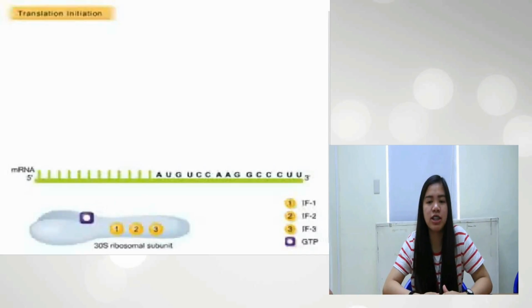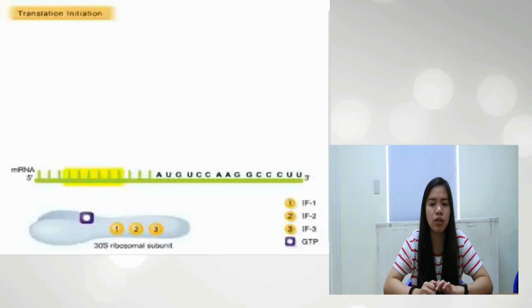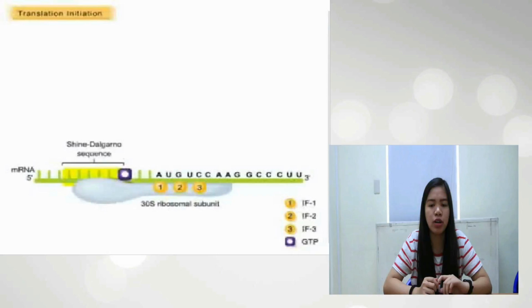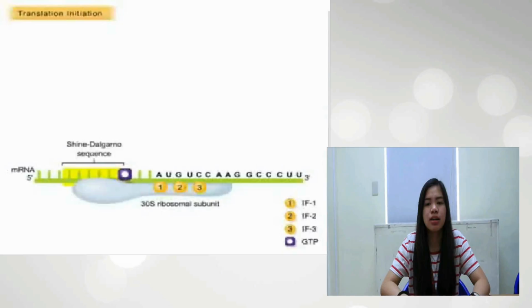The ribosome-IF-GTP complex recognizes a sequence in the leader upstream of the AUG start codon. This sequence is called the ribosome binding site or the Shine-Dalgarno sequence, after its discoverers. The sequence is complementary to a sequence at the 3' end of the 16S ribosomal RNA of the 30S ribosomal subunit and serves to align the ribosome on the mRNA in its proper reading frame.